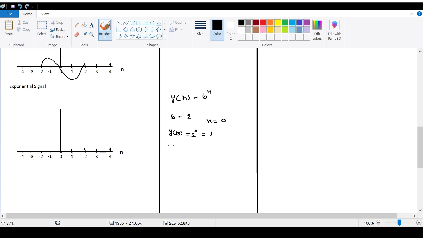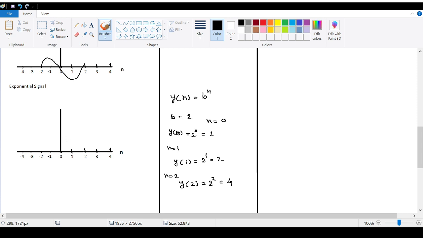Similarly, I can calculate it for n is equal to 1. So y of 1 is equal to 2 to the power 1, which is equal to 2. Similarly, I can calculate for n is equal to 2, y of 2 is equal to 2 to the power 2, which is equal to 4. Similarly, I can calculate for the negative values also.